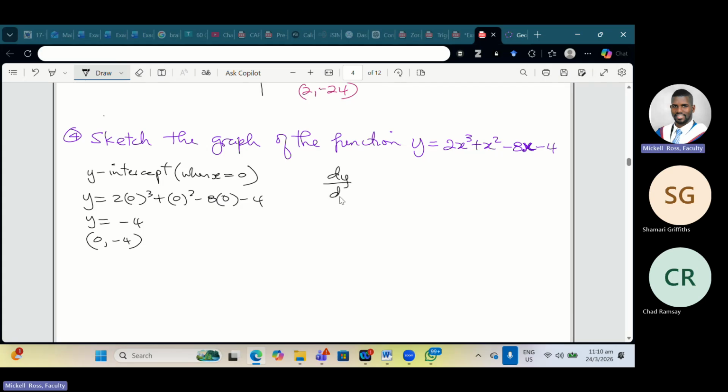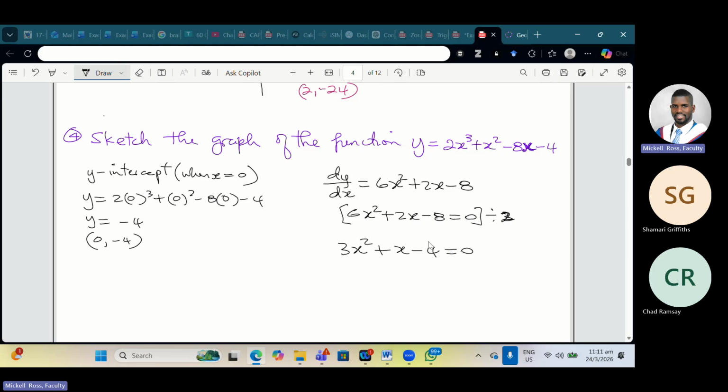Take the first derivative. So this is 6x squared plus 2x minus 8. And we know that the gradient is equal to 0 at the stationary point. All of this is divisible by 2. So we can write this, dividing by 2, as 3x squared plus x minus 4 equal to 0.